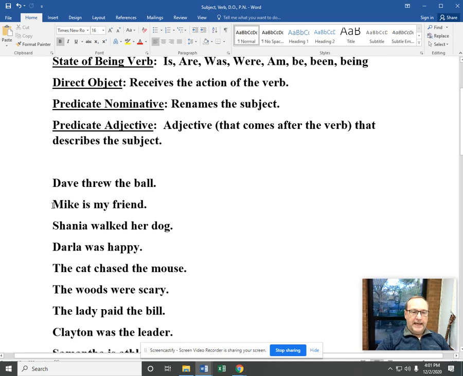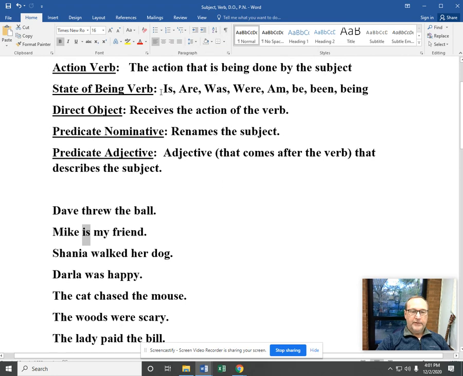All right, now let's take a look at a little bit different situation. Mike is the subject, and is is the verb. Now is is not an action verb. Is is one of these state of being verbs up here. So is is going to function quite a bit differently from an action verb. So Mike is not doing anything to my friend. Mike equals my friend. Friend is not a direct object, but a predicate nominative because it renames the subject. So friend and Mike are the same thing. The is is like an equal sign.